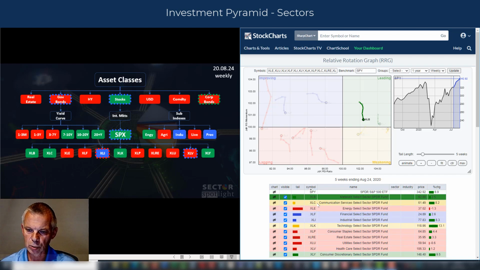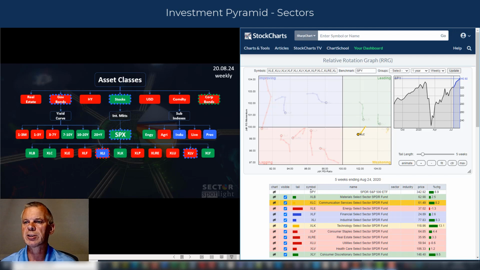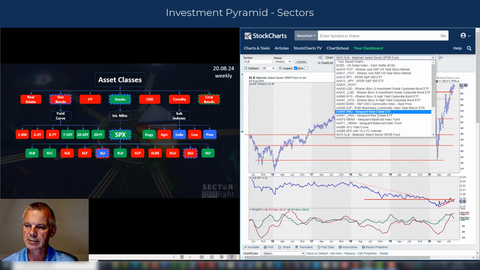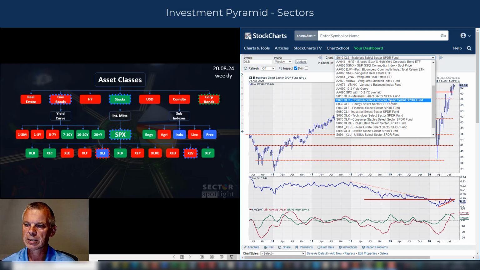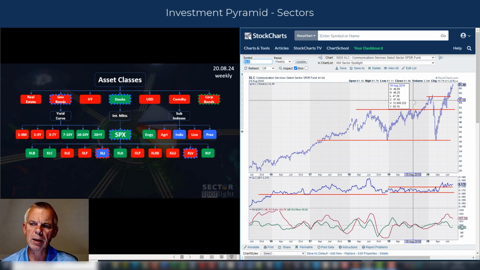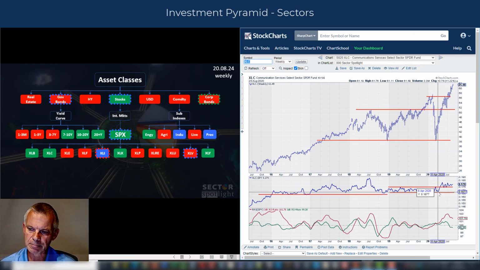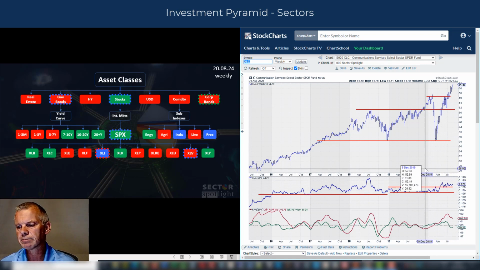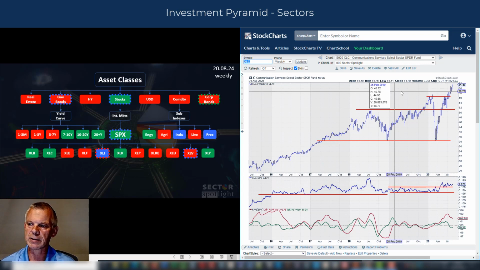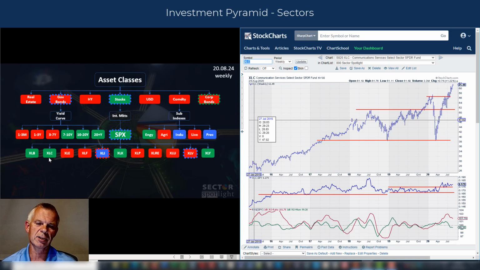If we go to communication services, we see that this is inside weakening. Let me bring that up for you. Also well above its resistance, well above this all-time high, trending up further, managing to hold up well above this former resistance level in the trading range. It's losing a little bit of relative momentum because it's not pushing further up, but that could be a temporary thing. So I believe that this still is a very good sector to be invested in, or at least overweight if you compare it to other sectors in the S&P 500.